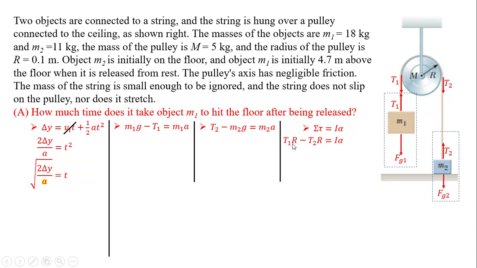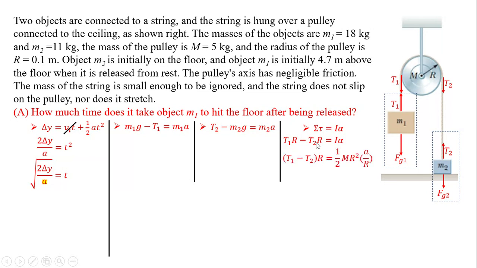T1 times R, because by definition, torque is just force times R that's perpendicular. And T1 here is already perpendicular at the junction here where it touches the pulley. All right, other than that, I'm going to subtract T2 times R. Again, I'm subtracting the two torques here because they're opposing each other. And on the right side, I alpha remains constant.